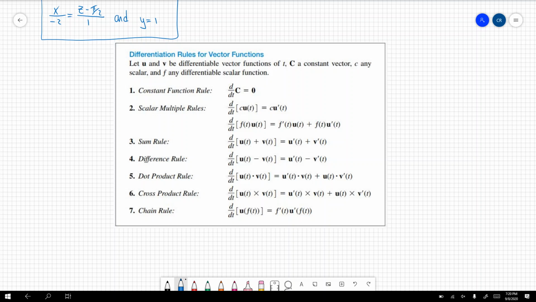Now, if you stay tuned, next time we're going to be talking about these curves once again, but this time we're going to be talking about arc length.